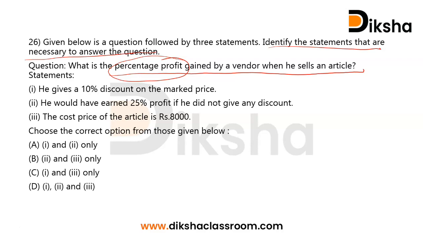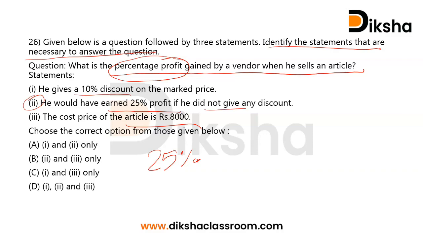It's given in statement one that he gives a 10% discount. It's given in the second statement that he would have earned 25% profit if he did not give any discount, and the third statement says the cost price of the article is 8,000. So we want to find the percentage profit. It's easy. If you take statement 2, he would have earned 25% profit if he did not give any discount, which means 25% profit would be there if he hadn't given any discount.